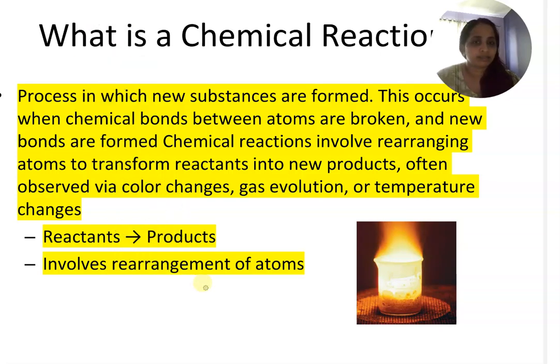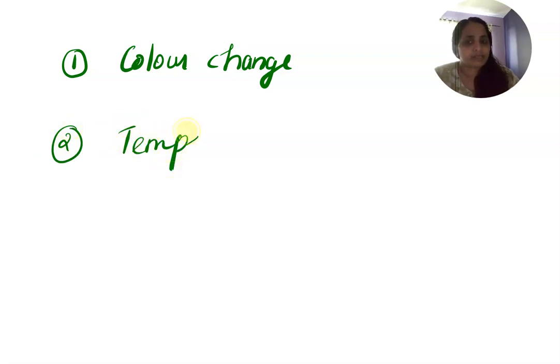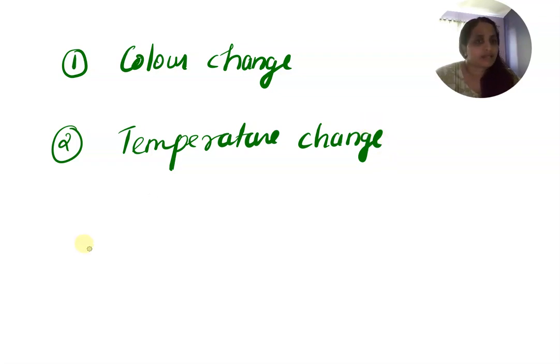So which are the methods? Can you now tell me which are the methods through which we can identify that a chemical reaction happened? One, color change. Yes, exactly. If the color change happened, you can identify there is some chemical reaction. Then second is temperature change. If temperature change happens, we can say there is some chemical reaction. Okay, what's the third one?